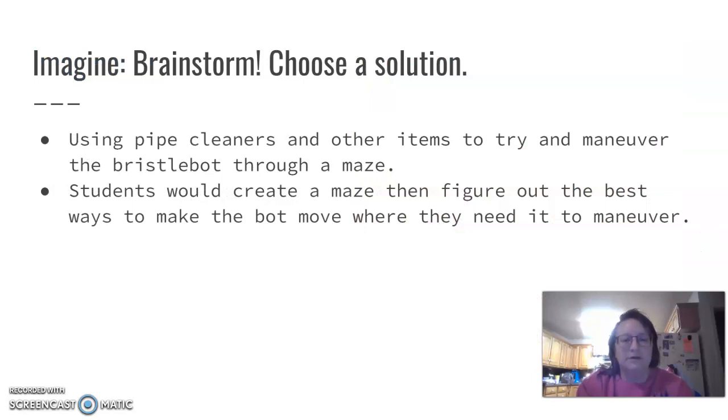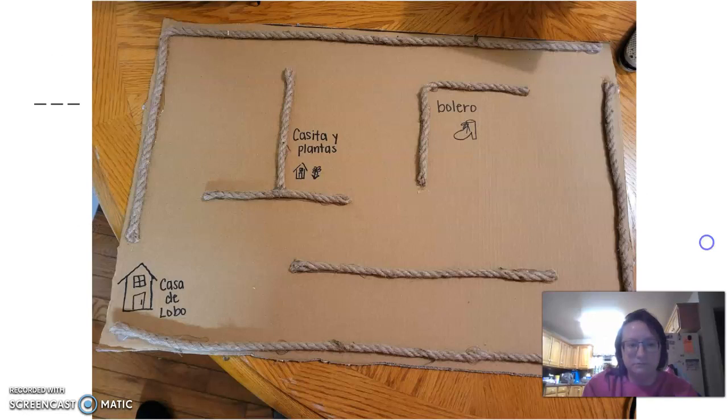When brainstorming, I wanted to try and find something different to use and how to alter the project. So I was thinking about using pipe cleaners and other items to try and maneuver the BristleBot through a maze, and the maze would be them getting through the market and back to Lobo, the main character's house.